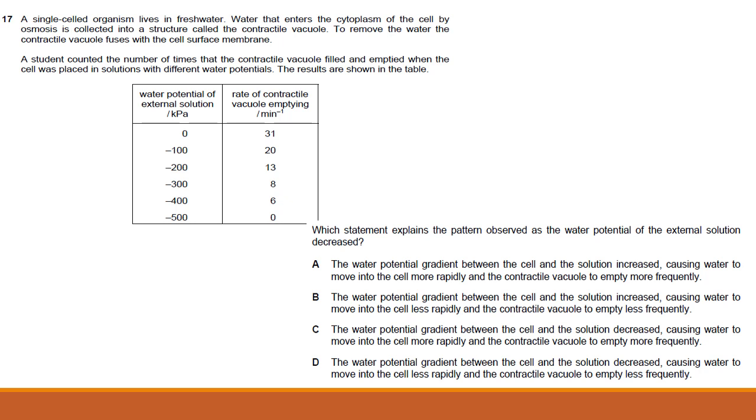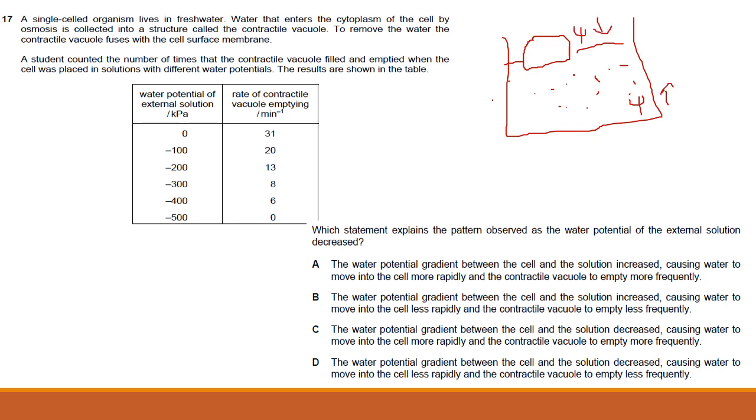So just to explain that in plain language, this is a single cell organism, all right? It's living in a water environment, so there's lots of water around it, and it's fresh water. Because it's fresh water, there's a possibility that the water potential here is higher than the water potential inside the cell.